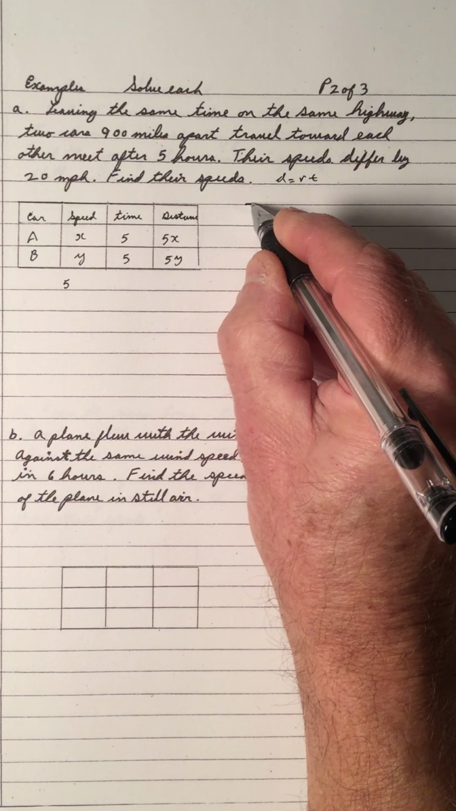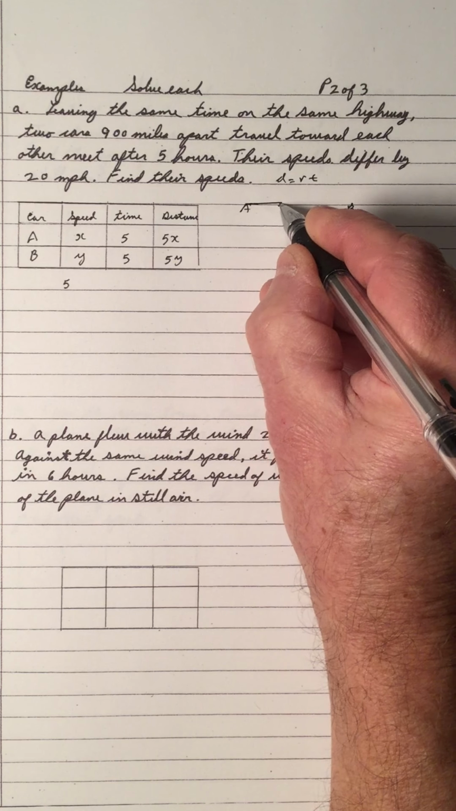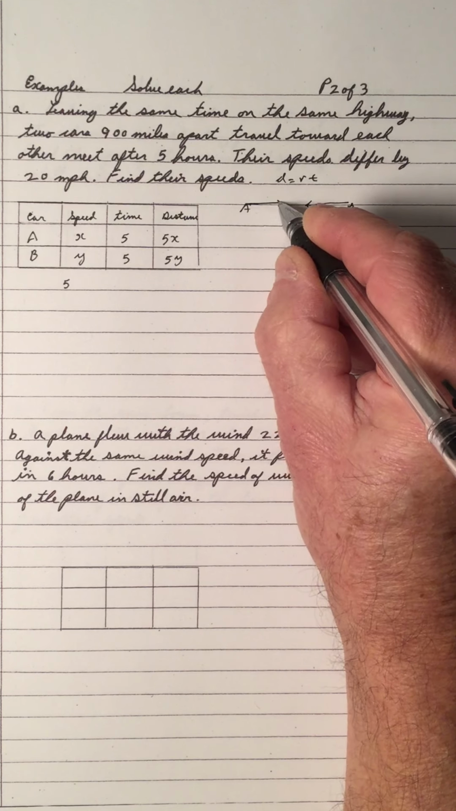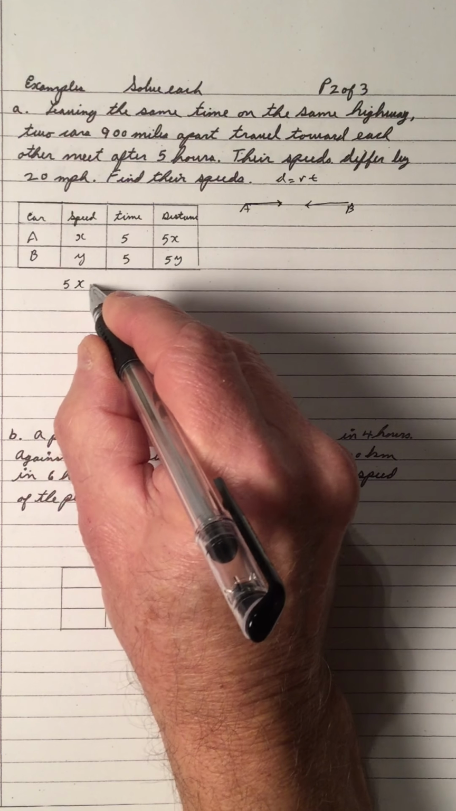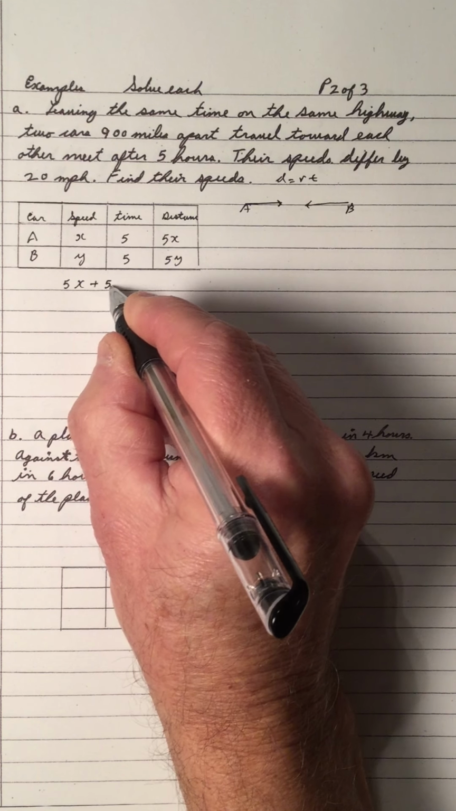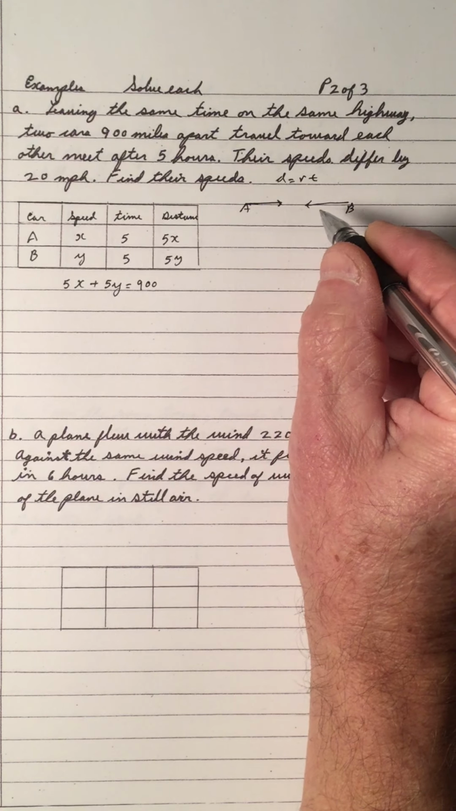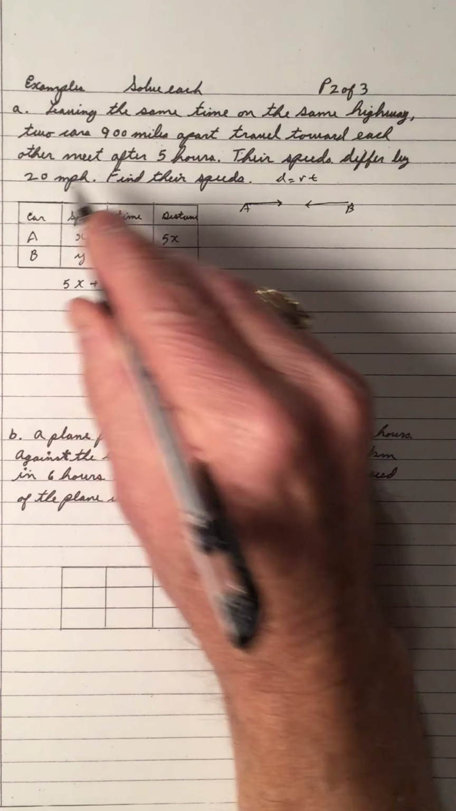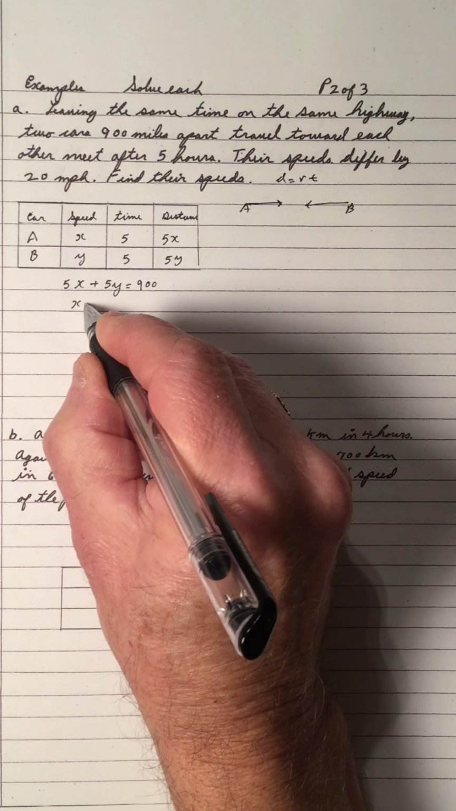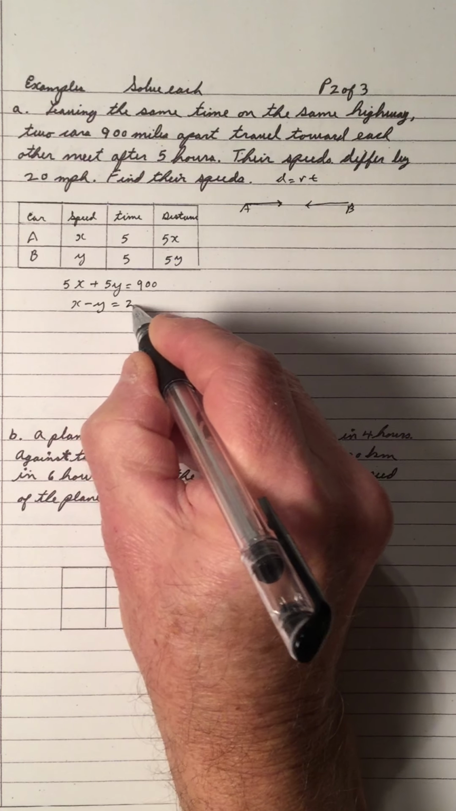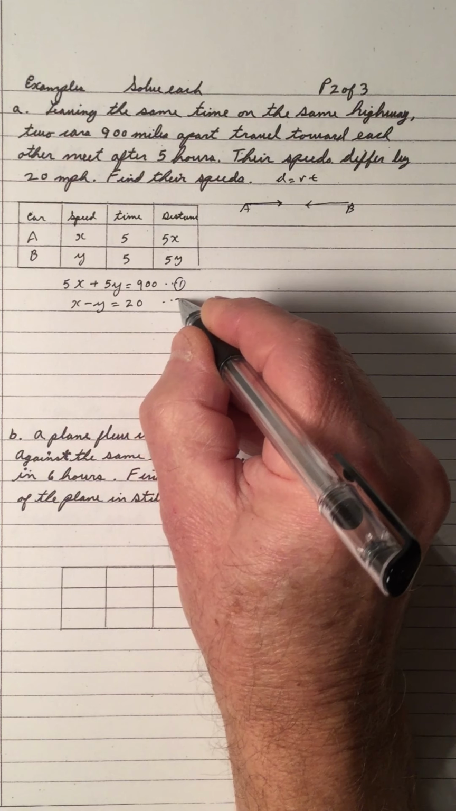If you imagine two cars, here's A and here's car B, and they leave and they drive towards each other. So that means between the two of them, the distances are adding up. So car A travels 5x, car B travels 5y, and together they add up to give you 900. And their speeds differ by 20, so we can say x minus y equals 20. So we have two equations, 1 and 2.